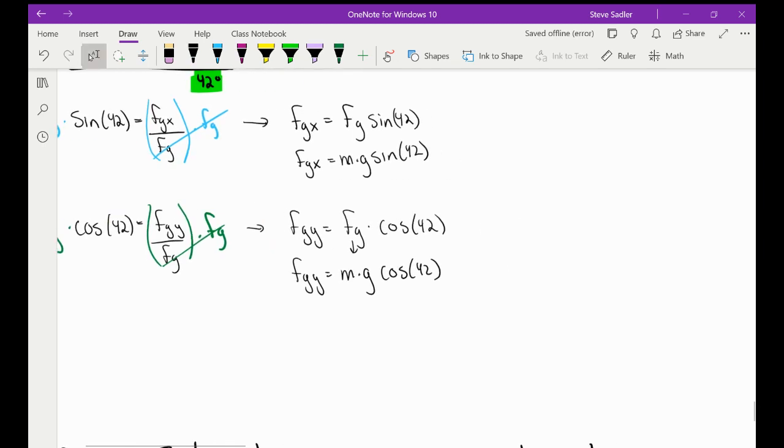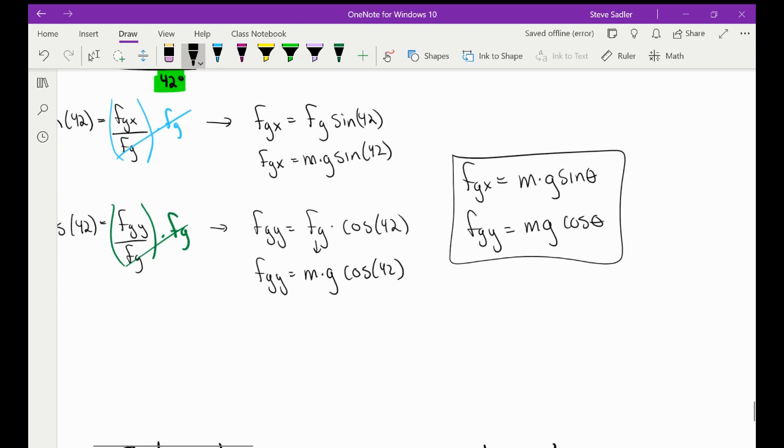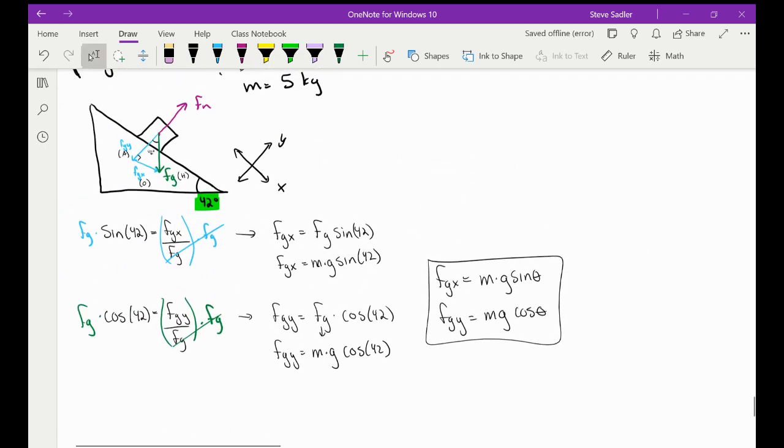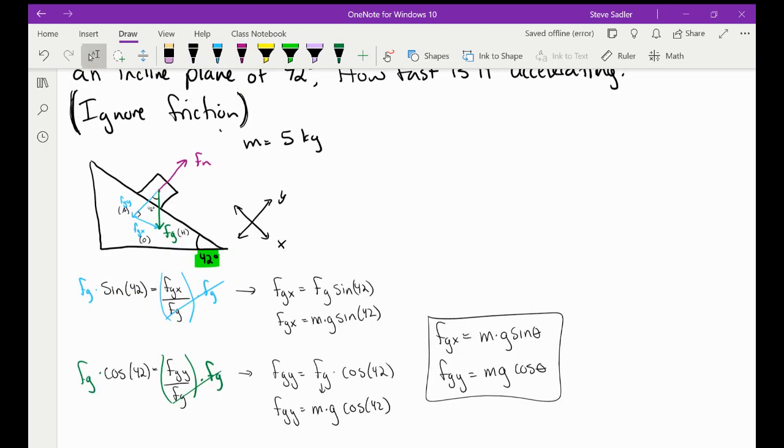So what you can say, or what you can do is say FG x is equal to mg sine theta, and FGY is equal to mg cos theta. Those are two formulas that you can use in this unit. Hopefully that made sense.